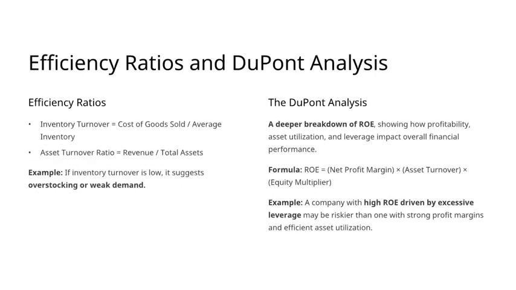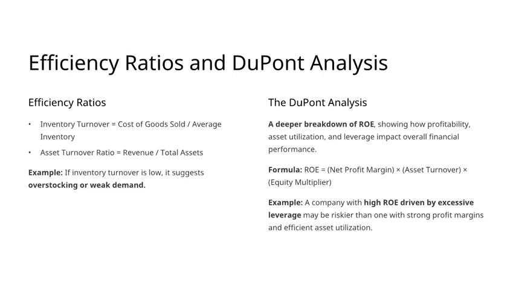Efficiency ratios. Inventory turnover equals cost of goods sold/average inventory. Asset turnover ratio equals revenue/total assets. Example: if inventory turnover is low, it suggests overstocking or weak demand.